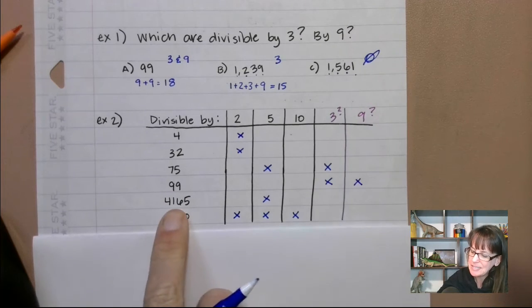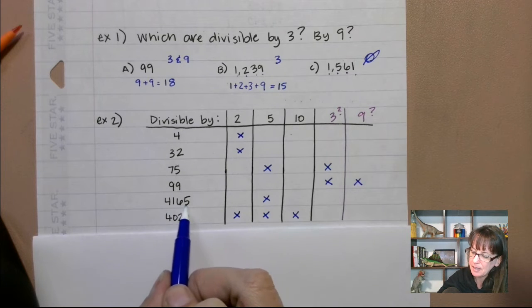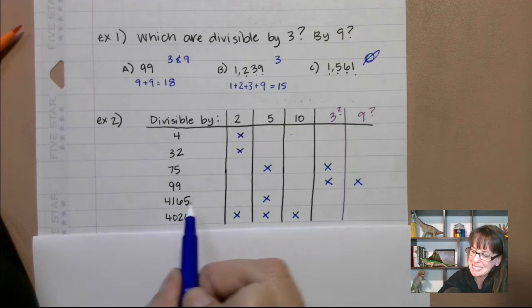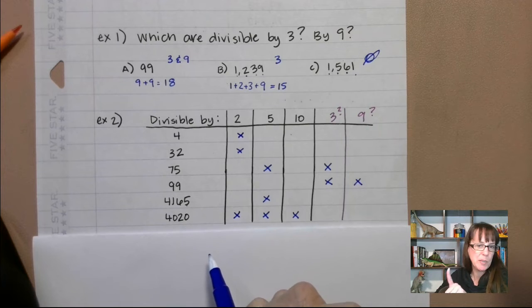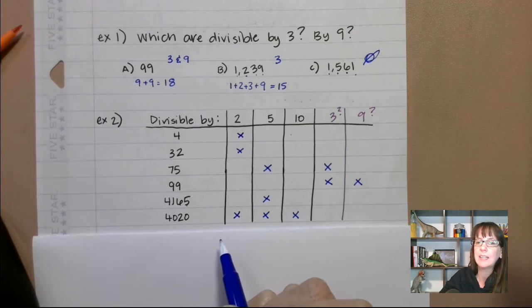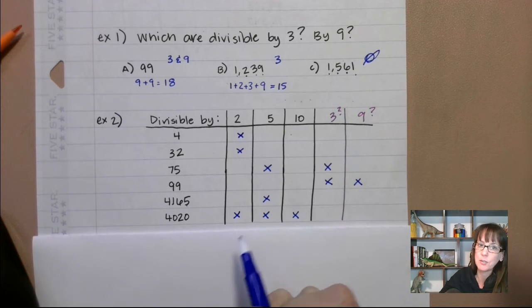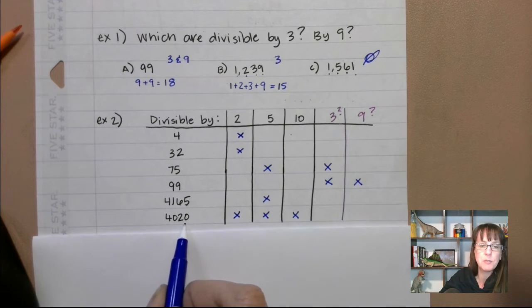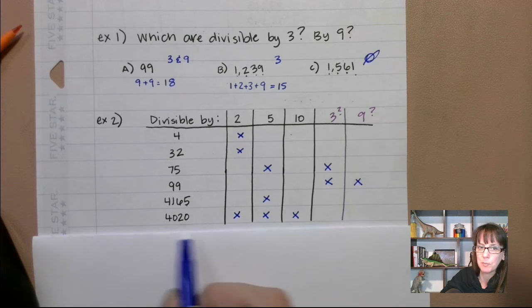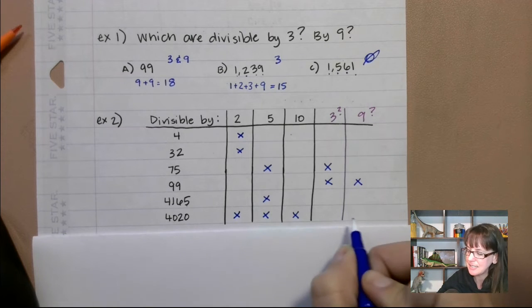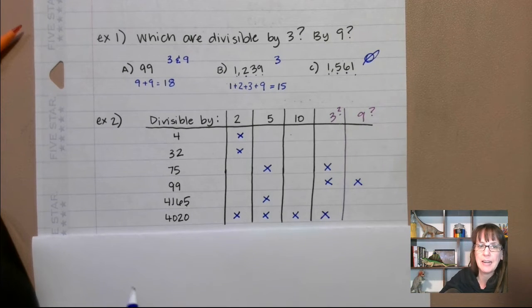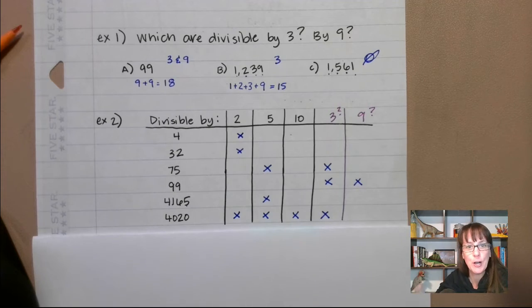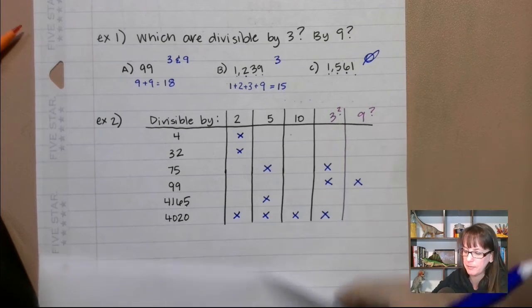All right, 4,165. Let's see, that's going to be 11, 12, so 16 when I add those up. 3 does not go into 16, so neither 3 nor 9 is going to go into that number. Now 4 plus 0 plus 2 plus 0, that's going to be 6. 4 plus 2 is 6. Does 3 go into 6? Yep. And so it's going to go into that number. Does 9 go into 6? No, so therefore it's not a multiple of those.